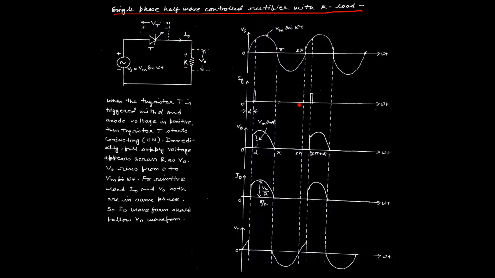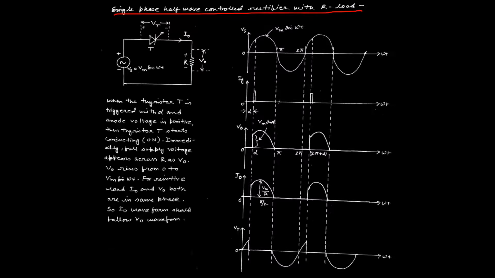And these are all the waveforms we have considered. First, Vs, the supply voltage; Ig, the gate current; Vo, the output voltage; IO, the output current; and Vt, the voltage across the terminals of the switch or SCR. Now, the working principle.